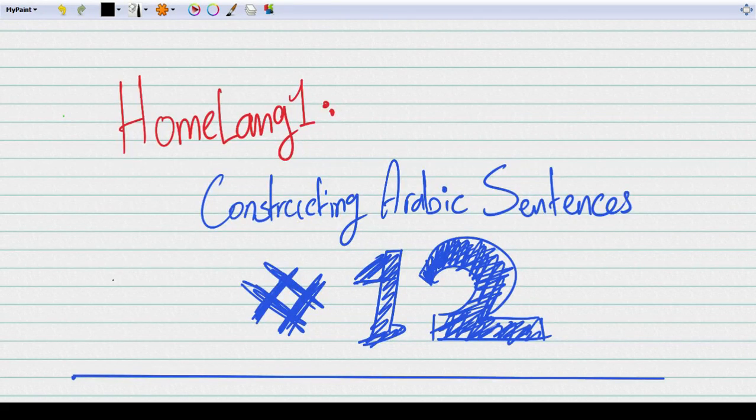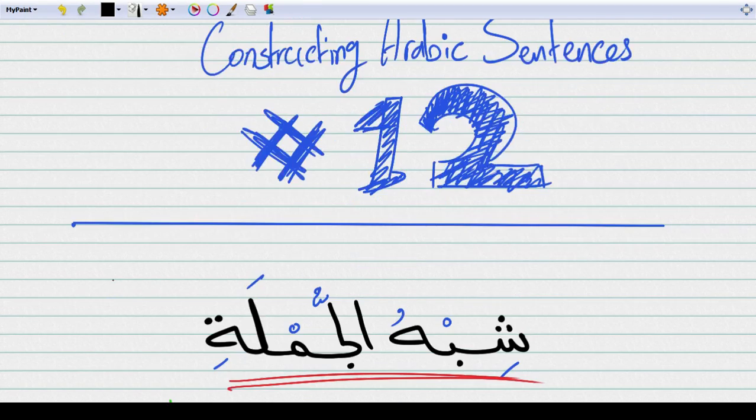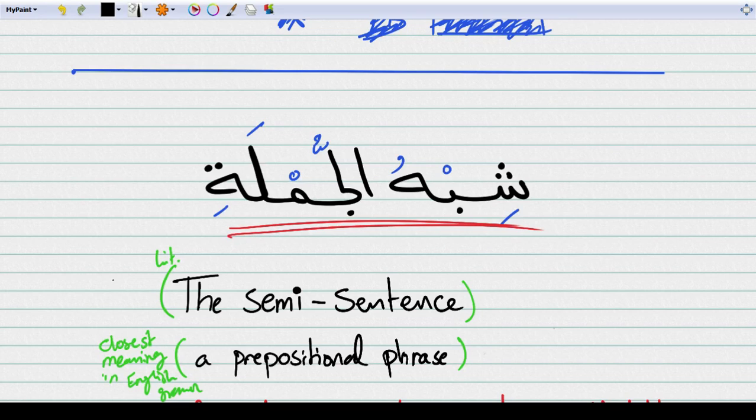Hello everyone, welcome back to another lesson of constructing Arabic sentences. This is lesson number 12. In today's lesson we're going to learn something in Arabic that's called شبه الجملة.